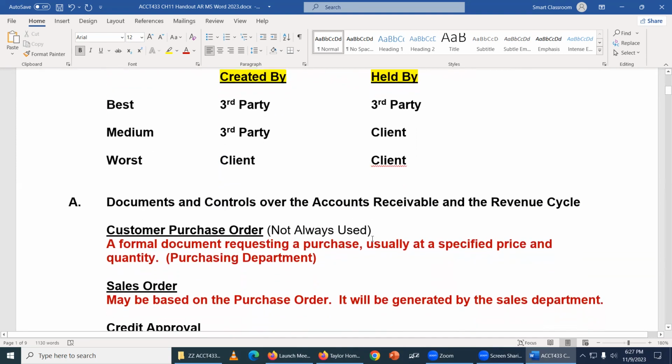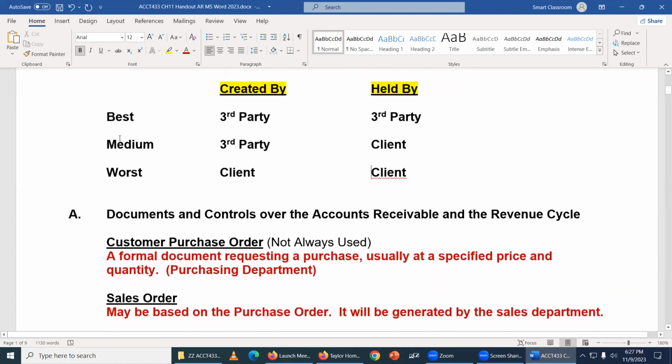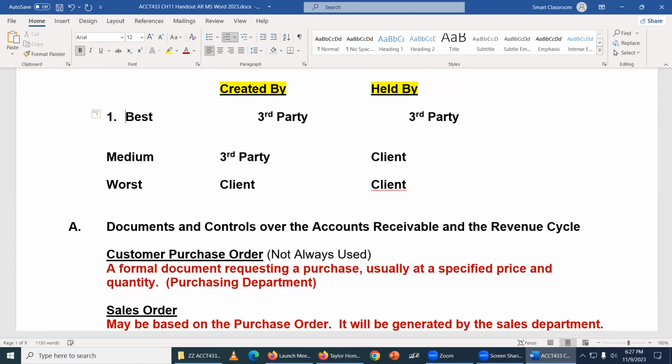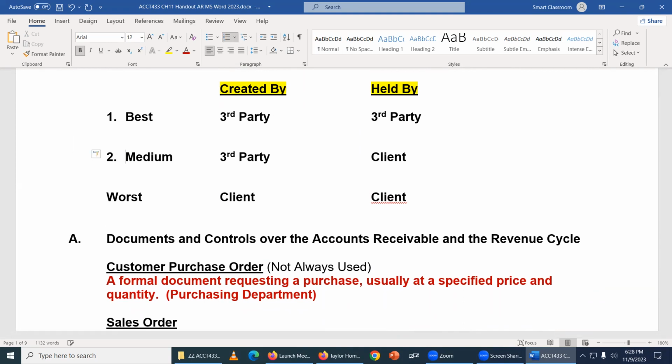Okay, so let's go through these and see which ones are best, medium, worst. I tell you what, let's give these numbers. This is number 1, this is number 2, and this is number 3. So 3 is the worst.